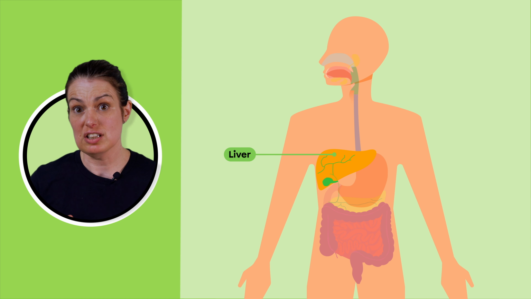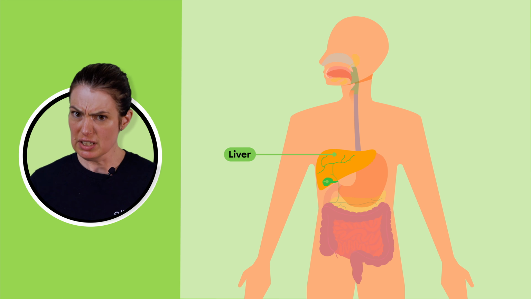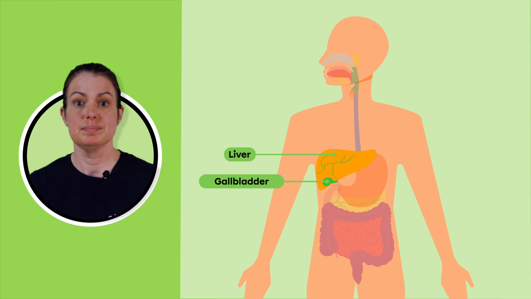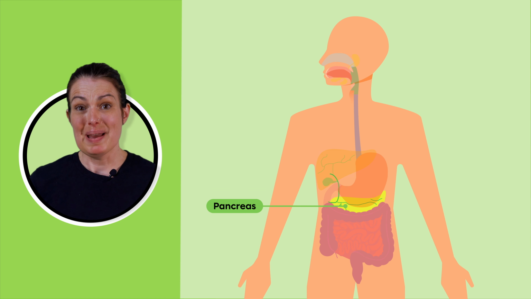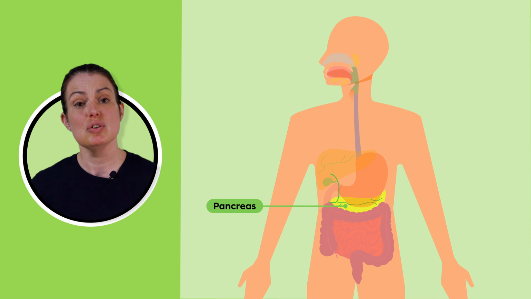The liver is the largest gland in the human body. It secretes bile, which is stored in the gallbladder before being released to the small intestine through a duct. The pancreas is a digestive gland located behind the lower part of the stomach. It produces pancreatic juice, which is carried by a duct to the small intestine.